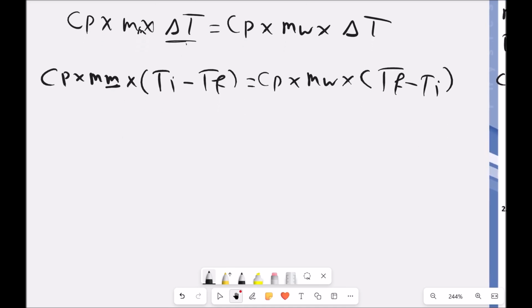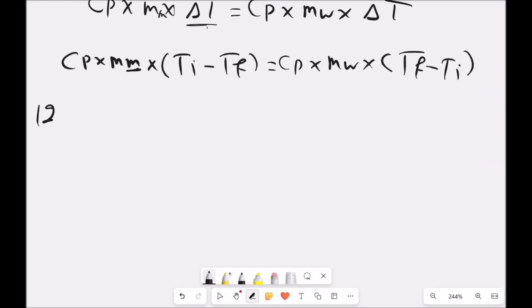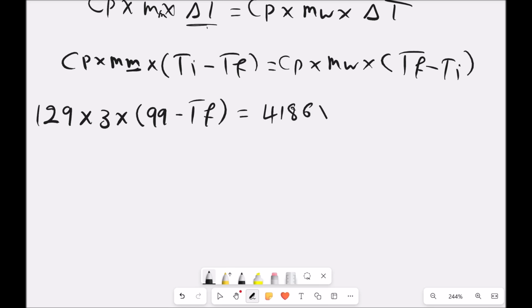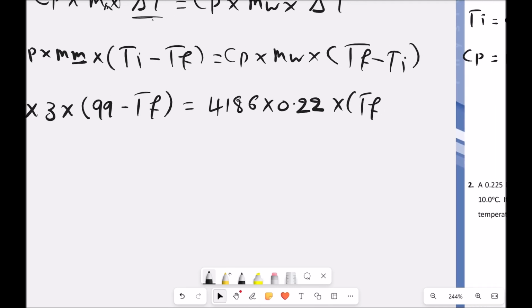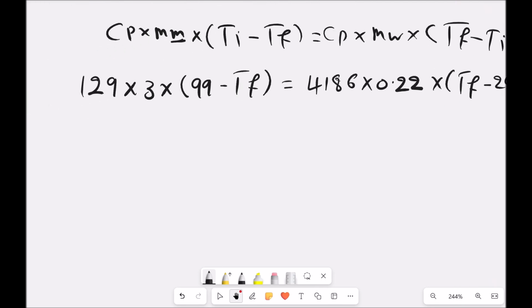Let's plug in our givens. We have Cp of the gold, which is equal to 129, times mass of the gold, which is 3, times T initial of the gold, which is equal to 99. Then we have T final. We don't have it, we're going to find it. So this one is equal to 4,186, which is the Cp of the water, times the mass of the water, which is 0.22 kilogram, times T final, we don't have it, minus T initial of the water, which is equal to 25 Celsius.